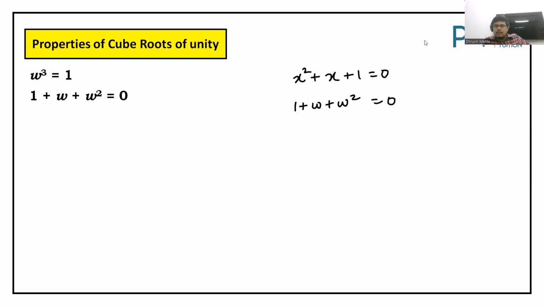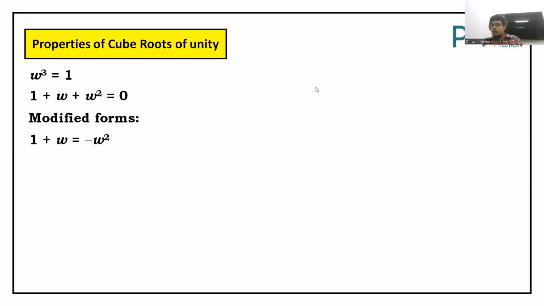And now the next thing that you have to understand is इसके दो versions भी है. In fact 3 versions है जो हम यूज करेंगे. So if I ask you what is 1 plus omega, so we basically take omega square on the other side, it will become minus omega square. If I ask you what is 1 plus omega square, so that will be minus omega, and omega plus omega square will be minus 1. Right, Arush?